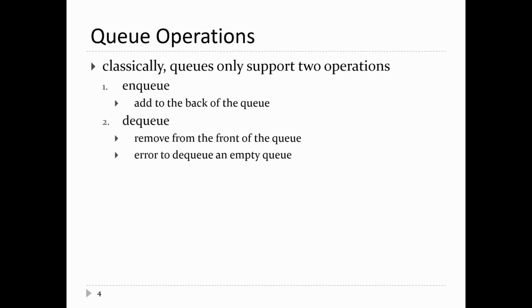All right, so queues are the other simple linear data structure in computing science. They only support two operations, sort of like a stack. Enqueue adds to the back of the queue, and dequeue removes the element from the front of the queue. So remember, on a stack, it's push and pop. Everything happens at the top. In a queue, it's enqueue and dequeue. Something happens at the back, something happens at the front.